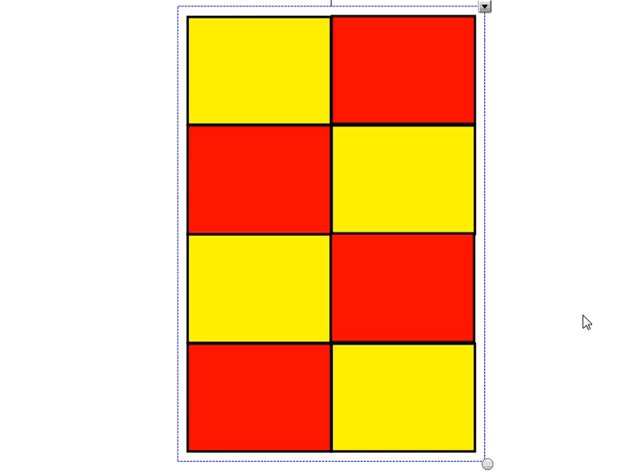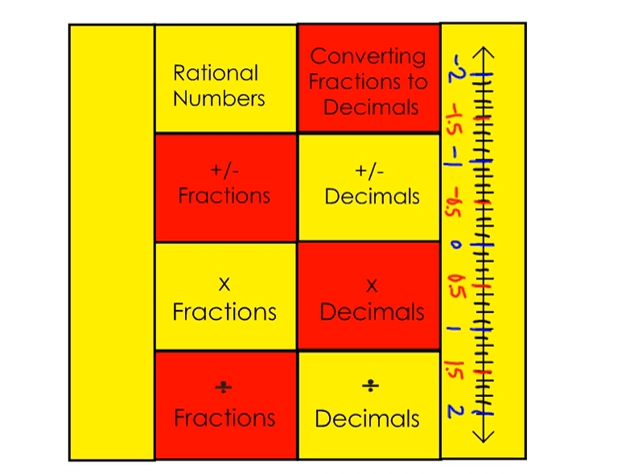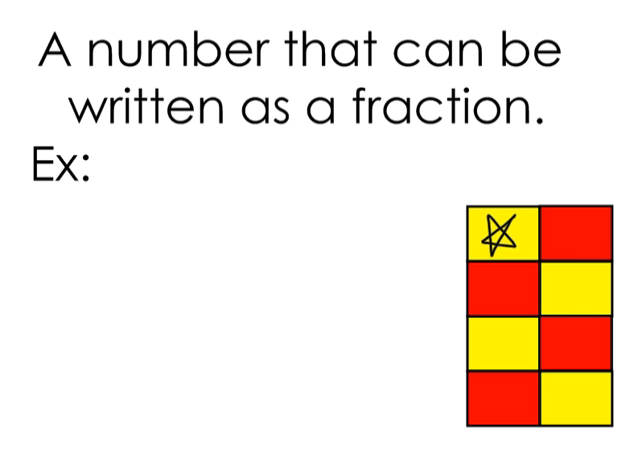On each of these screens, you'll have a picture of the inside that has a star showing you where you're going to write each piece of the information. So the first piece that we're going to get will go in the first box, and that's where you're going to write the definition for rational numbers. A rational number is any number that can be written as a fraction.